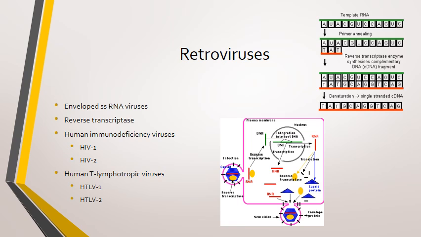There are two groups in there that infect humans, and of course are very important pathogens for us: human immunodeficiency virus, or HIV, types 1 and 2, and human T lymphotropic viruses, also types 1 and 2. Both of these were isolated in response to the search for the cause of AIDS, or acquired immune deficiency syndrome.